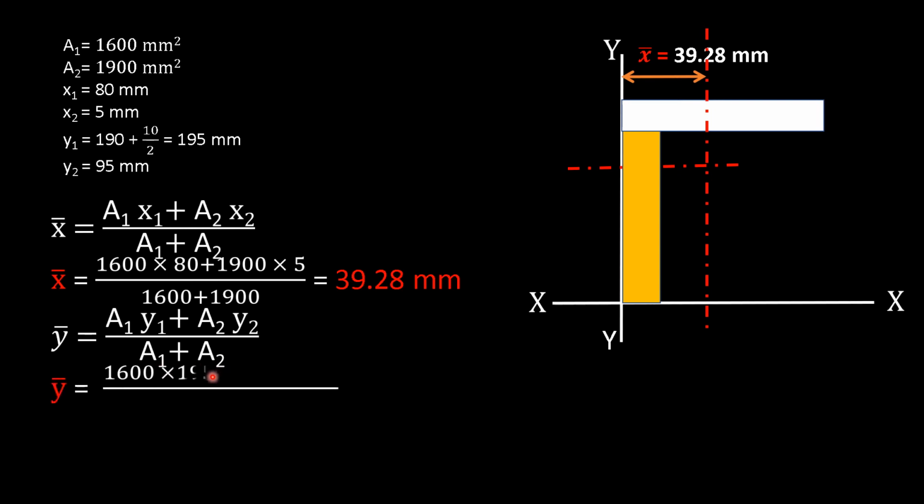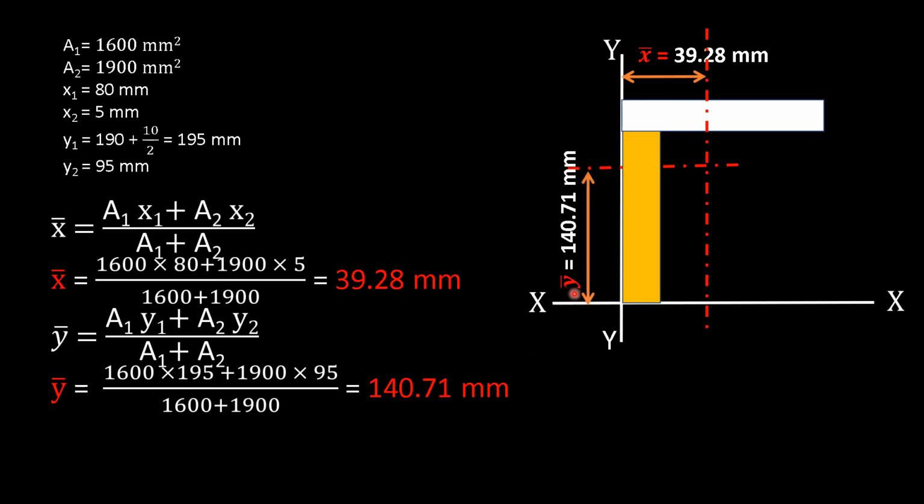Substituting the values, we get Y bar equals 140.71 millimeters. So this is Y bar, 140.71 millimeters. So we get the position of centroid G here, which is 39.28, 140.71.